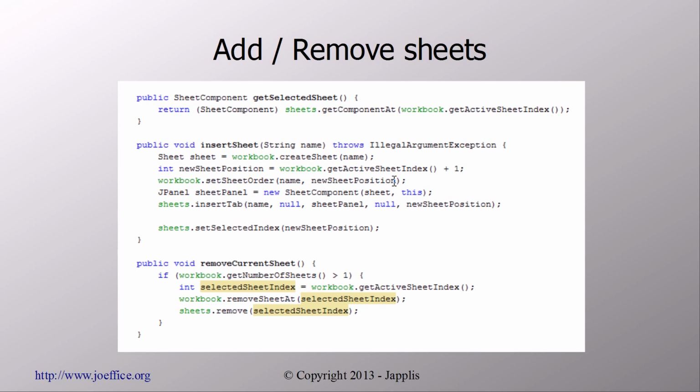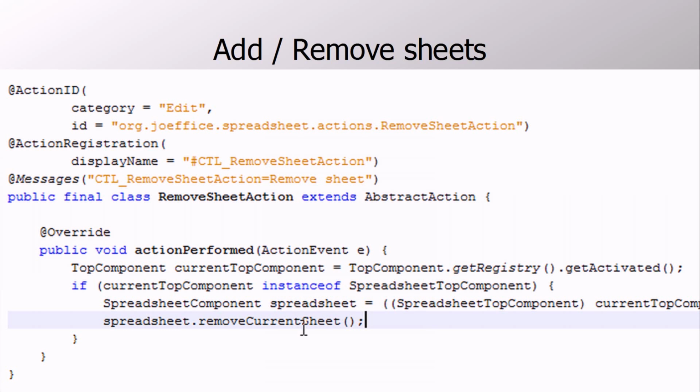Now, also in the spreadsheet, we need to add and remove sheets. To do it, you just add 2 methods to your spreadsheet. One is to insert a sheet. To do it, just insert it in the model, and so insert it in the JTabbedPane. To remove it, just also remove it from the model and remove it from the JTabbedPane. So for remove, you just need to call the method to remove the current sheet.